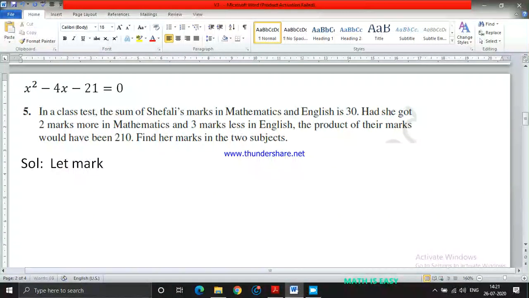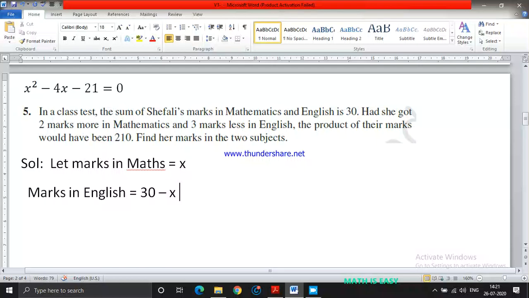So I'll take, let the marks in math, what is given first, be equal to x. So the marks in English I'll take as 30 minus x. Why am I putting 30 minus x? Because the sum of the marks in both the subjects together is 30. If one is x, then the total marks minus the marks of one subject will give me the second subject's mark. So that's why I took 30 minus x.